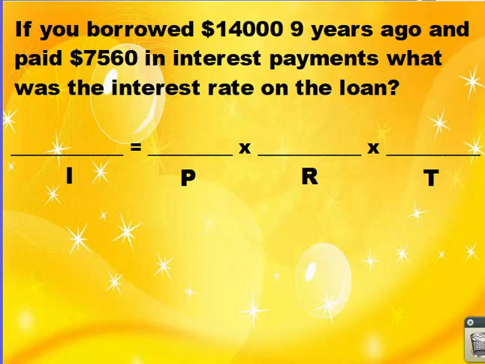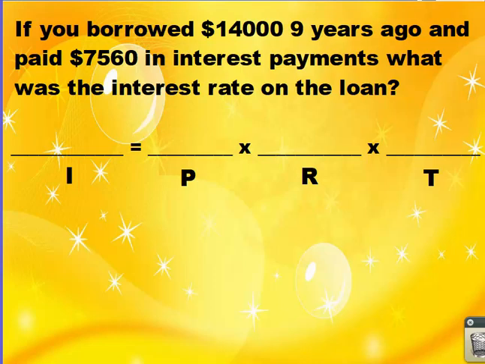This one says, if you borrowed $14,000 9 years ago and paid $7,560 in interest payments, what was the interest rate on the loan? So you plug the information into the formula and solve for the unknown. I'll give you a few moments to do that. Okay, let's see how you did.